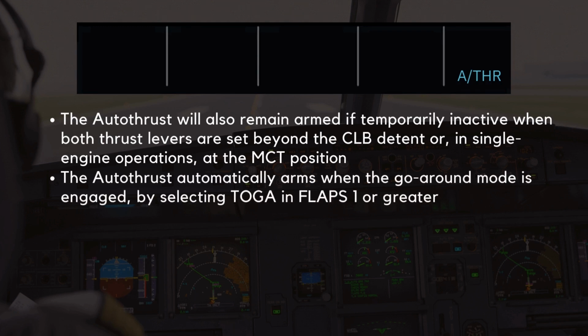Finally, the auto thrust automatically arms when the go-around mode is engaged by selecting toga in flaps 1 configuration or greater.